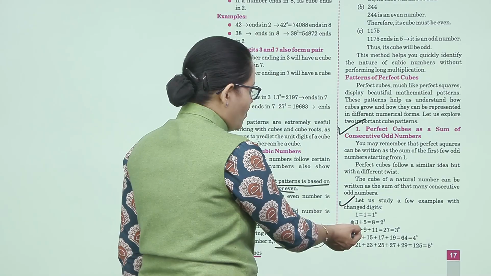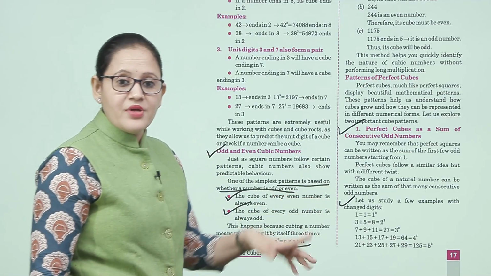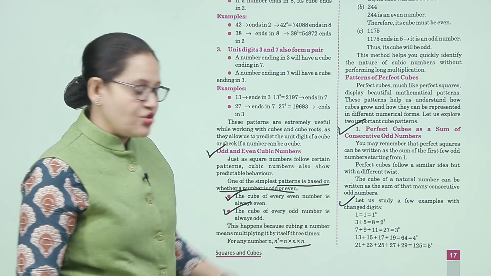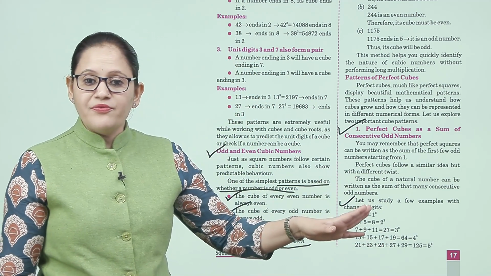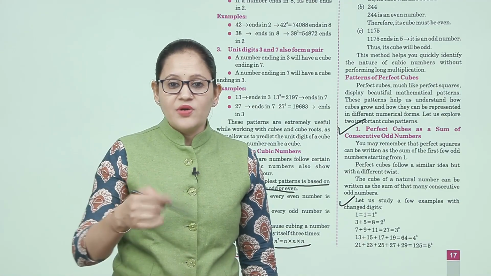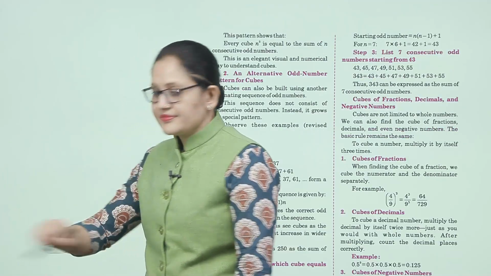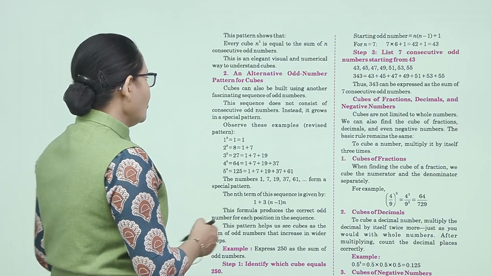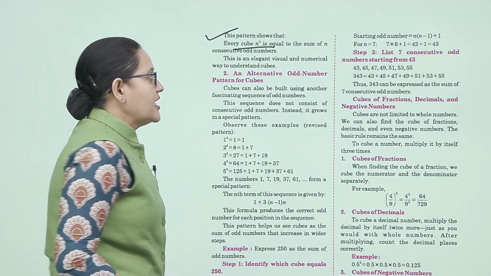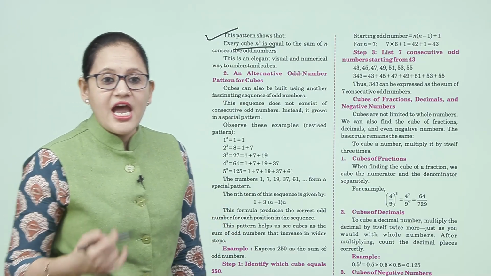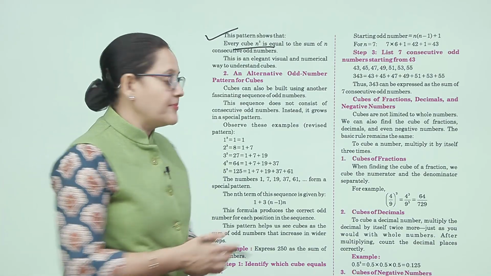Like 1, the cube of 1 is 1. 3 plus 5 is 8, that is the cube of 2. 7 plus 9 plus 11 is 27, the cube of 3. 13 plus 15 plus 17 plus 19 is 64, that is the cube of 4. 21, 23, 25, 27, 29 add up to 125, that is the cube of 5. So, here you have seen the pattern. This pattern shows that every cube, n cubed, is equal to the sum of n consecutive odd numbers. This is an elegant visual and numerical way to understand.